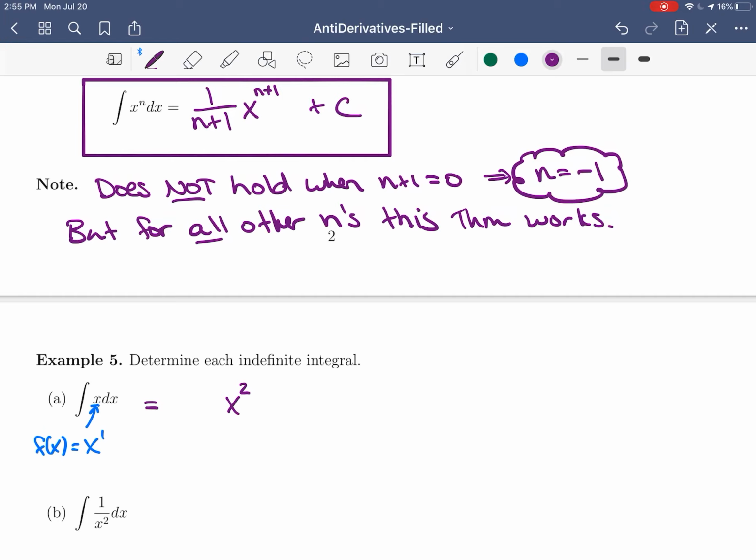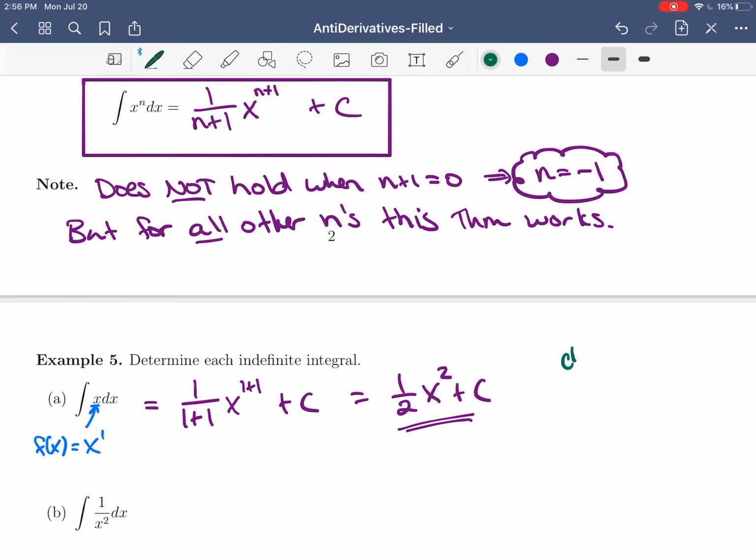Well, in fact, let's use the rules exactly. So let me just erase that square here. If I use the rule, it should be x to the 1 plus 1 times 1 over 1 plus 1, plus c. So that's 1 over 2 x squared plus c. So this gives me all my antiderivatives.